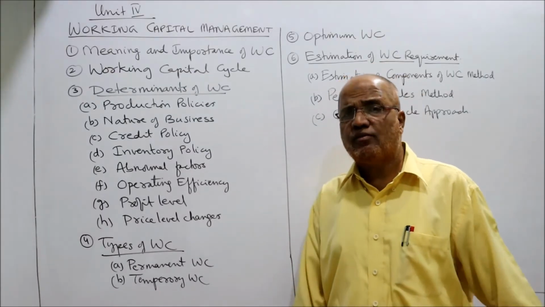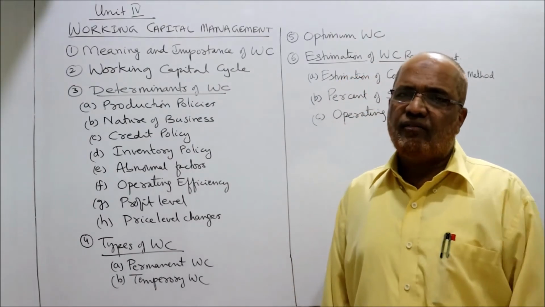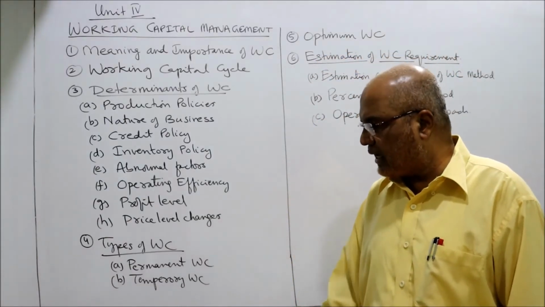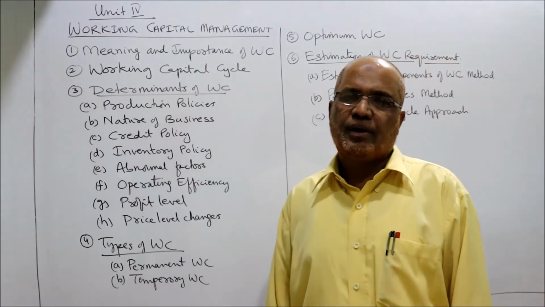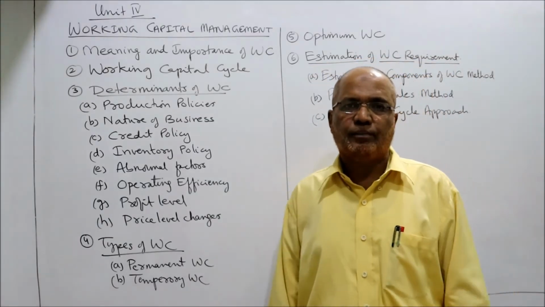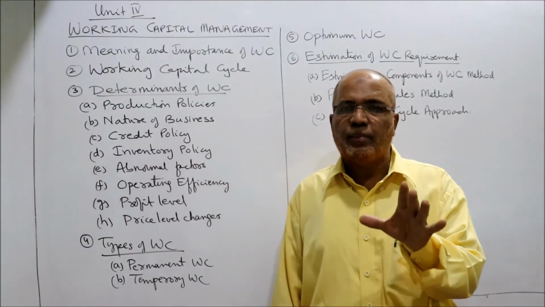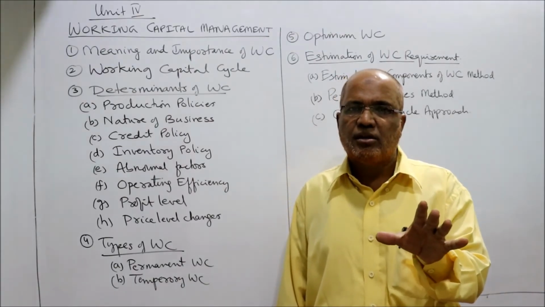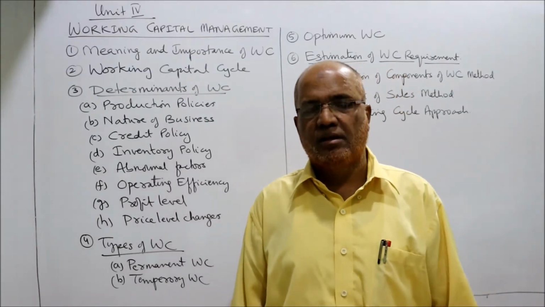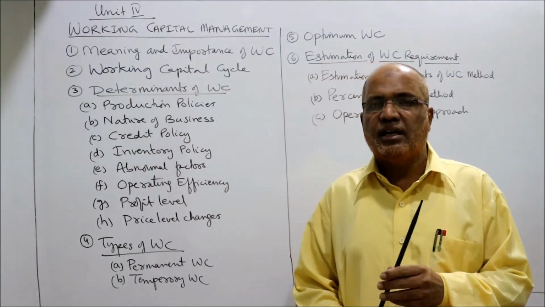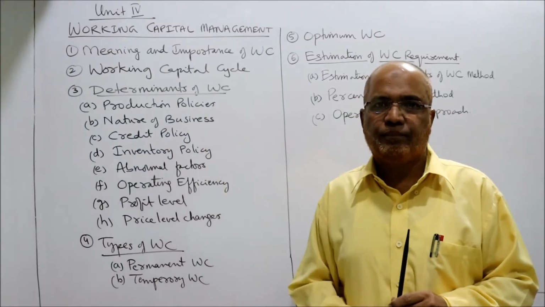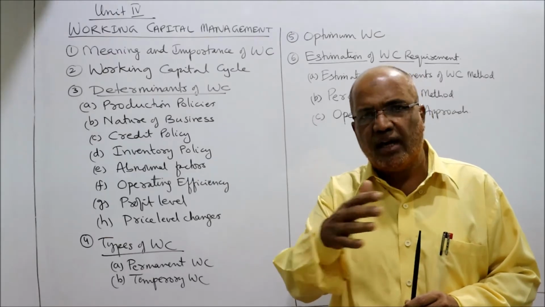Next is types of working capital. Broadly we divide the working capital into two categories: permanent working capital and temporary working capital. Permanent working capital is also called hardcore working capital. It is the minimum working capital which must be maintained to run the business at its minimum activities. कम से कम एक्टिविटी के लिए कितना वर्किंग कैपिटल रखना पड़ेगा जो हमेशा के लिए रहेगा. This working capital will always be there.